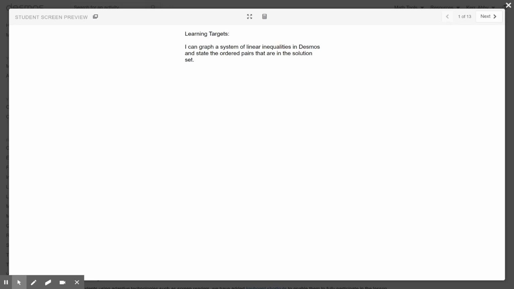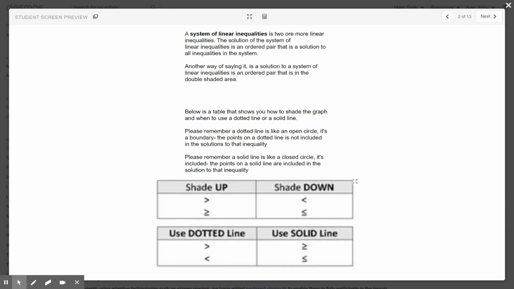In this video, we are going to cover 4.5, which is a system of linear inequalities. So we just dealt with linear equations, which were equations that had one solution, no solution, or infinitely many. Here, the learning target will be: I can graph a system of linear inequalities in Desmos and state the ordered pairs that are in the solution set. So let's dig a little deeper into what that means.